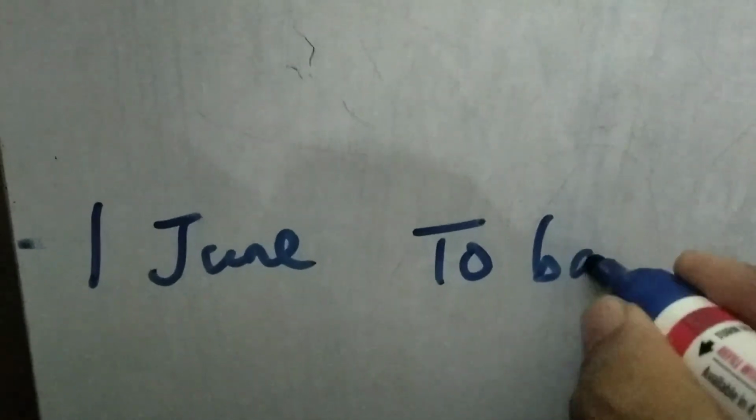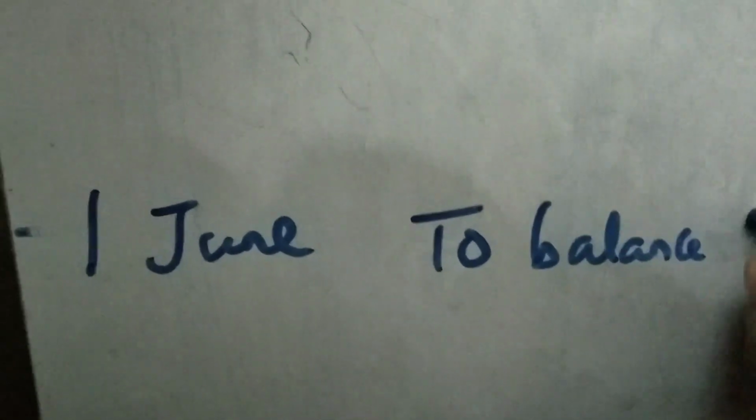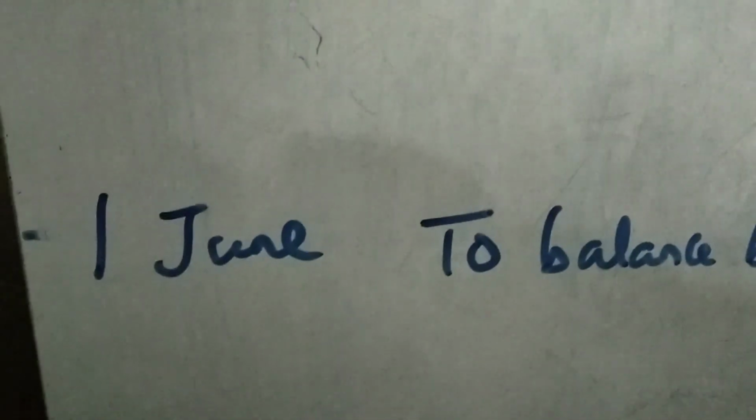So what you have to do, on 1st of June, you will be writing to balance brought down 23,000.